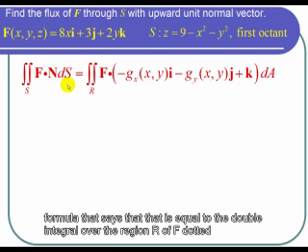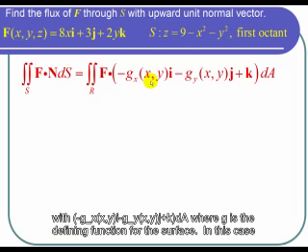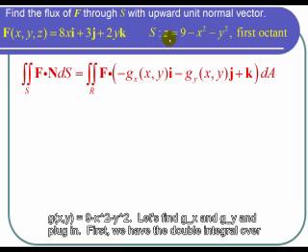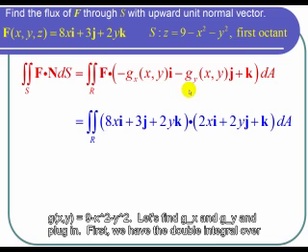And we have a formula that says that that is equal to the double integral over the region R of F dotted with negative g sub x of x, y i minus g sub y of x, y j plus k times dA, where g is the defining function for the surface. In this case, g of x, y is 9 minus x squared minus y squared. So let's find g sub x and g sub y and plug in.